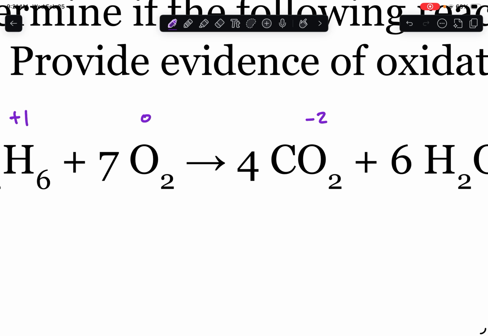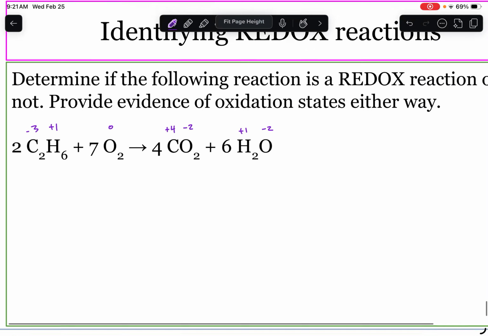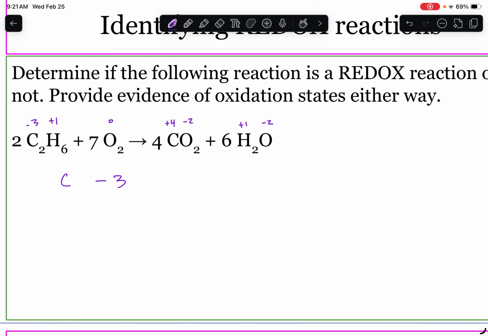Over here, oxygen is -2, because there are 2 of them. Carbon must be +4. We have -2 and +1. So we have carbon changing from -3 to +4. Hydrogen is not changing, +1 to +1. Oxygen is changing from 0 to -2. So carbon increased on the number line, and therefore it was oxidized. Oxygen decreased on the number line, therefore it was reduced.